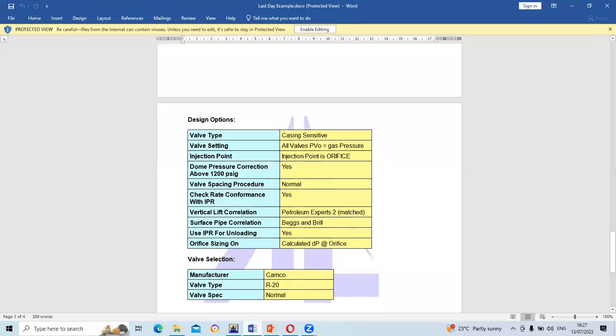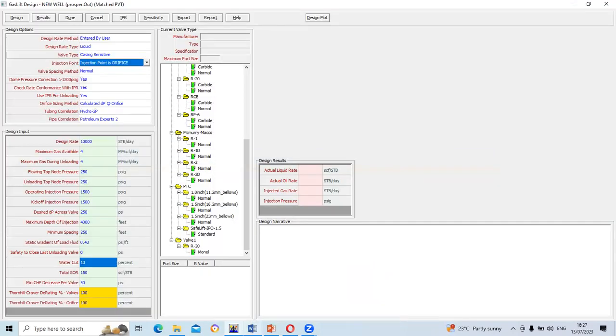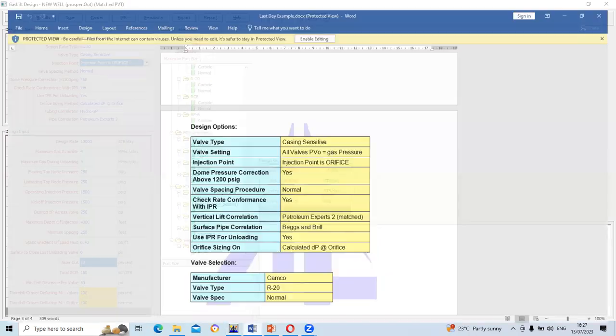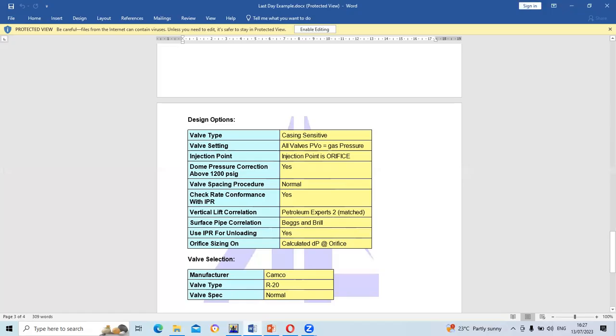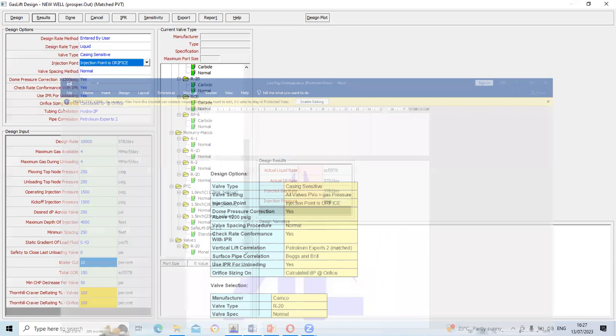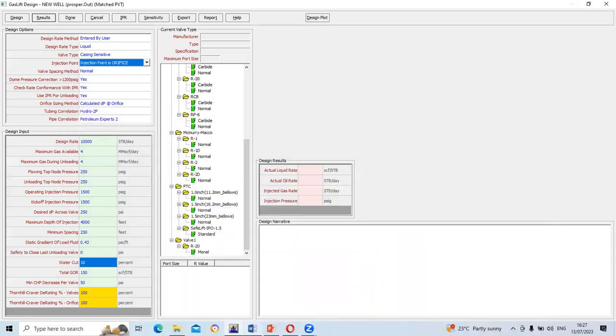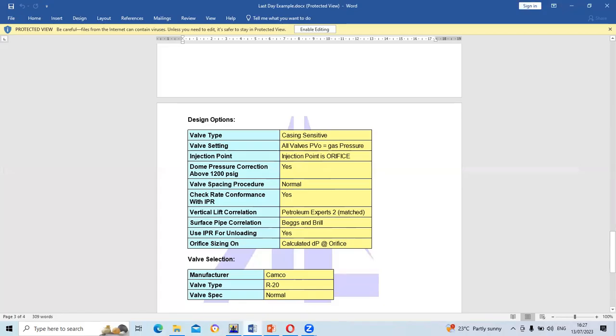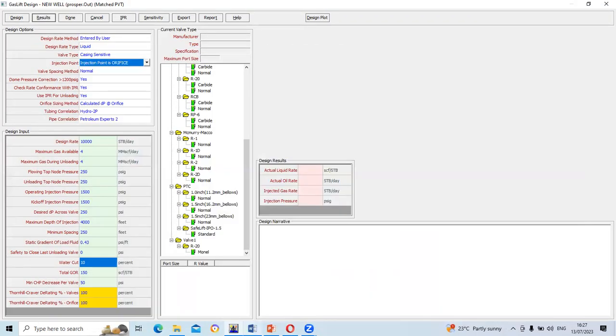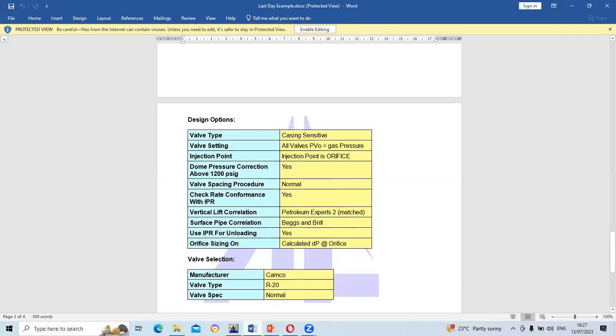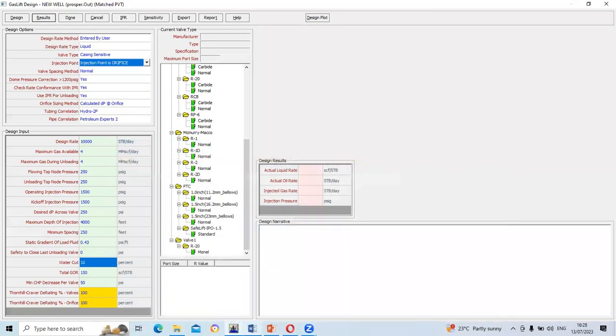Okay, let's see if there's another information there that we need. All right, yes. Valve spacing procedure normal. That's okay. Use IPR for unloading. Use IPR for unloading, yes. Orifice sizing on. Okay, calculate GP at orifice. That's okay.